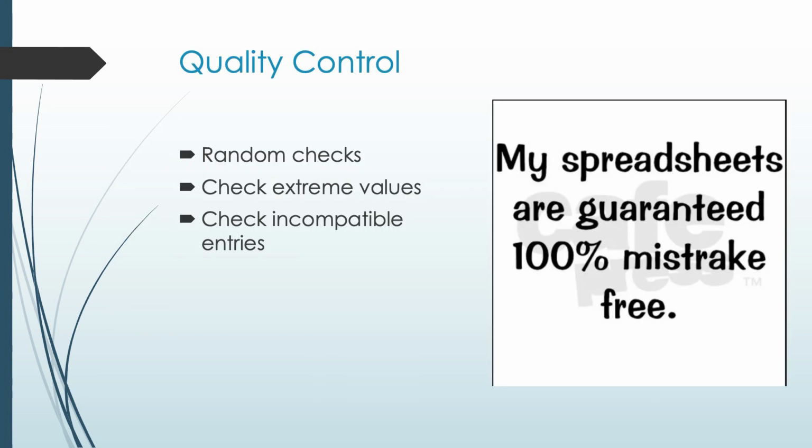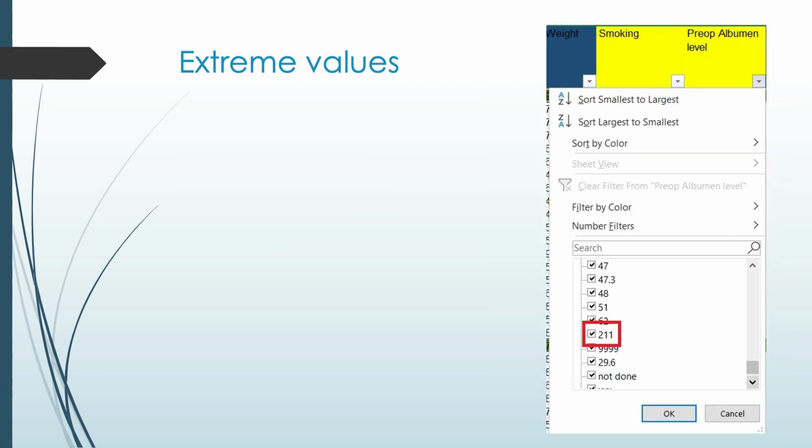All right, next, the quality control step. So when we get the database, after the data collectors have finished collecting data, we do several steps to check that the data is entered correctly. First, we randomly check some variables. We just choose a random patient and we check the variables ourselves. Next, we check extreme values.